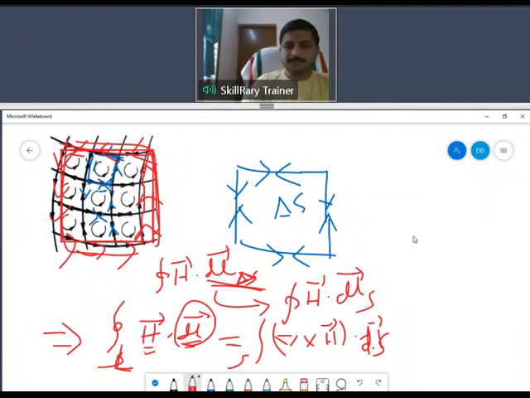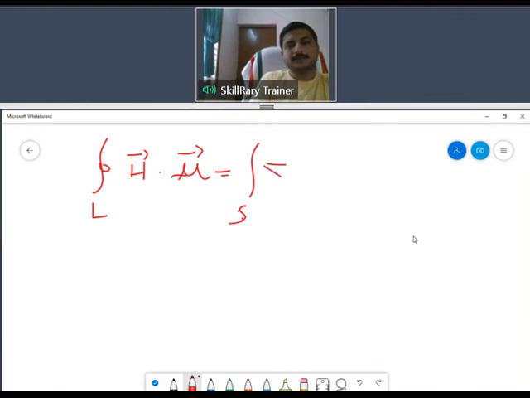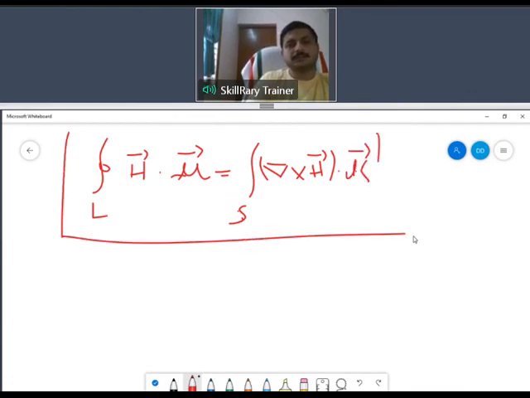Is it okay? If you want, I'll write it neatly once again, the equation, to avoid any confusion. Stokes theorem says that the line integral of H dot dl is equal to the surface integral of curl of H dot dS. So this was the statement of Stokes theorem.